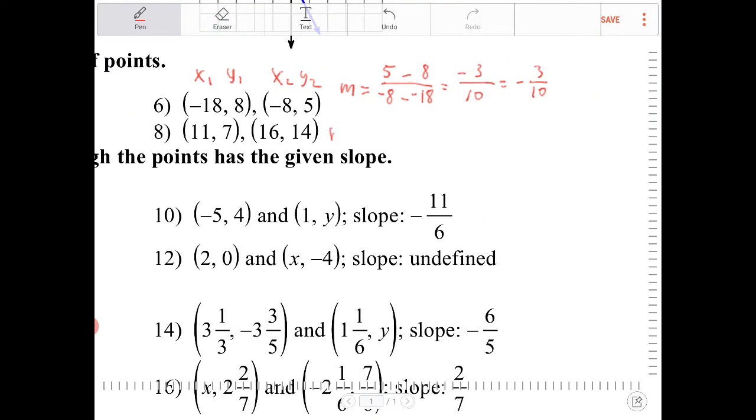Moving on, m here is equal to 14 minus 7 all over 16 minus 11. So this is equal to 7 over 5.